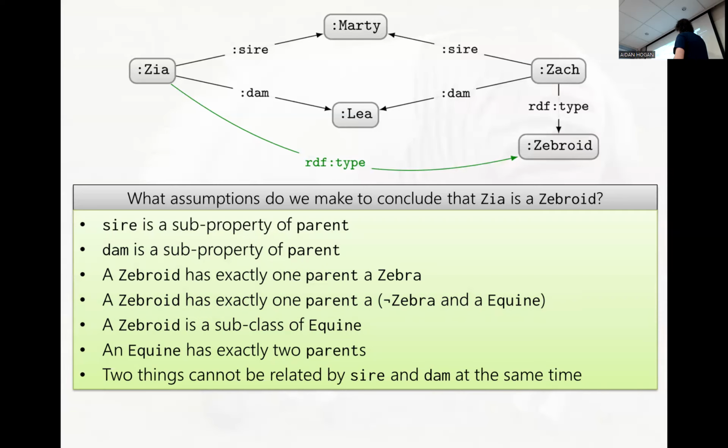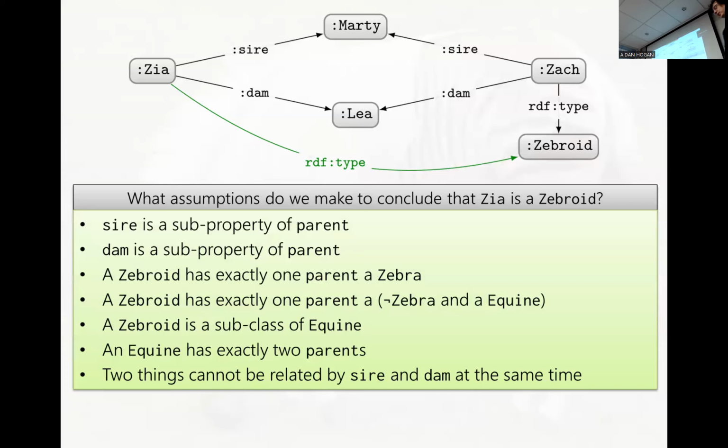We can't have two entities related by sire and dam at the same time. So that really means that Marty and Leah must be different. It means that Zach, since Zach is a zebroid, Zach must be an equine. It means that Zach has two parents, and we know that these two are distinct. And now we have sufficient information to conclude all this.